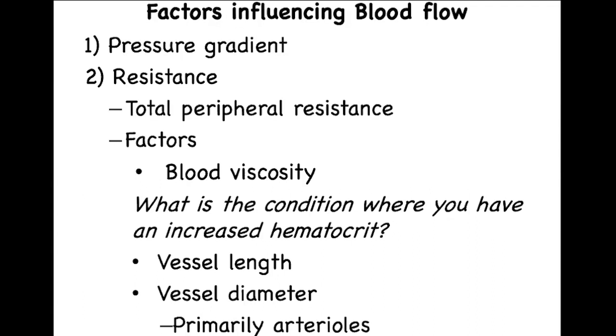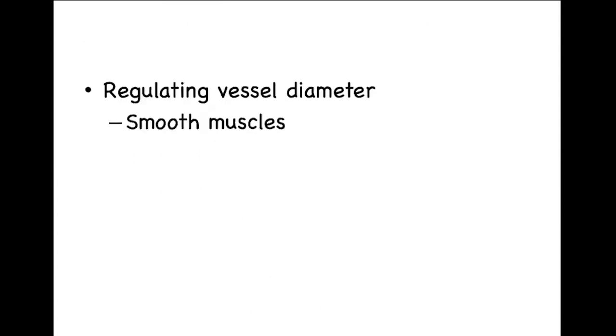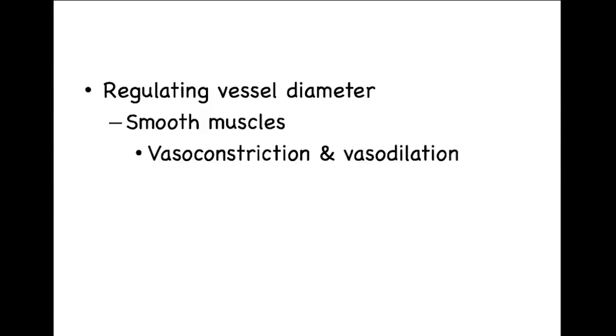Vessel diameter is regulated primarily in your arterioles. Recall that the arterioles are the smallest of your arteries. The reason for this is because your larger arteries don't offer much resistance. The diameter of the vessel is regulated by the smooth muscles of the tunica media. When the smooth muscles contract, vasoconstriction occurs. When the smooth muscles relax, vasodilation occurs.